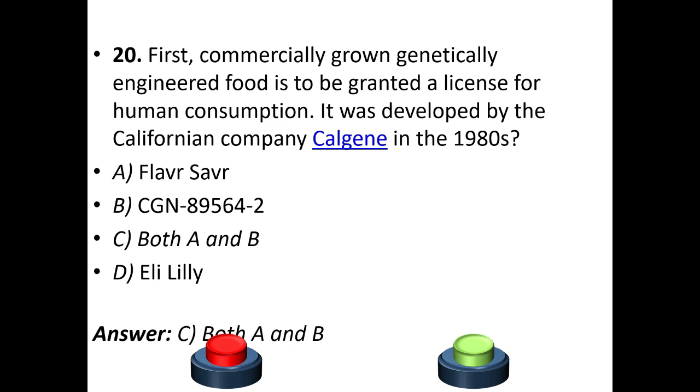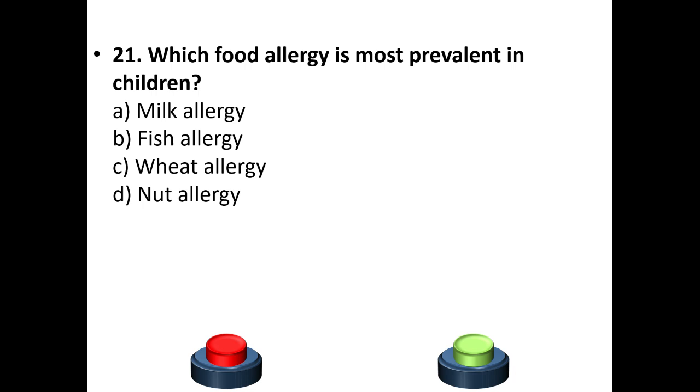This flavor saver is known as flavor saver tomato. 21. Which food allergy is most prevalent in children? Milk allergy, fish allergy, wheat allergy, nut allergy. Which is the answer? Your answer is A.